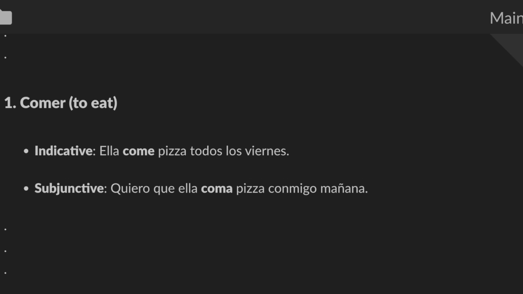The reason why the indicative verb conjugation of comer was used here is because we're expressing a simple fact. "Ella come pizza todos los viernes." She eats pizza every single Friday. Simple. It's a fact. There's certainty in that statement. So you use the indicative conjugation, which is the E, the original vowel at the end of the word comer.